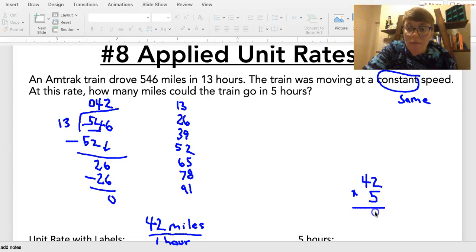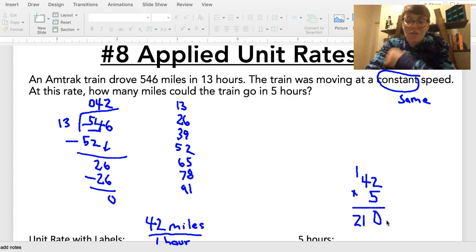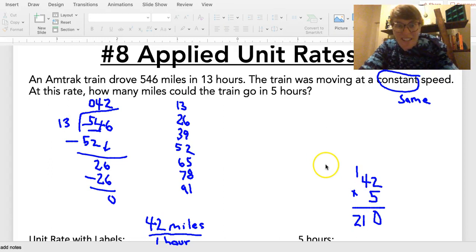So when I do that, 2 times 5 is 10, so I write 0 and regroup the 10. 5 times 4 is 20 plus 1 more is going to be 210. So, if I look at this, the answer should make sense. 13 hours is 546 miles. 5 hours is less than that, so it should be less than 546, and it's 210.